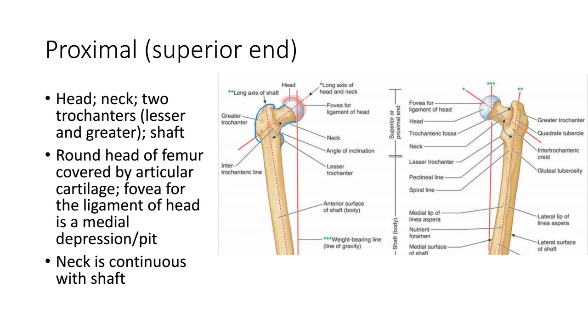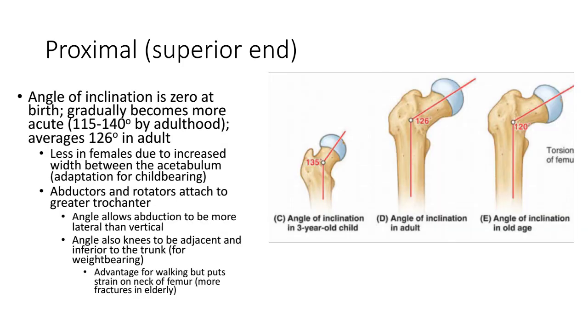The head of the femur is round, and it's covered by an articular cartilage. At the center of the head is a medial depression or pit that's called the fovea, and that is an attachment site for the ligament of the head of the femur. The neck then is continuous with the shaft of the femur. At the proximal end of the femur, we see the angle of inclination.